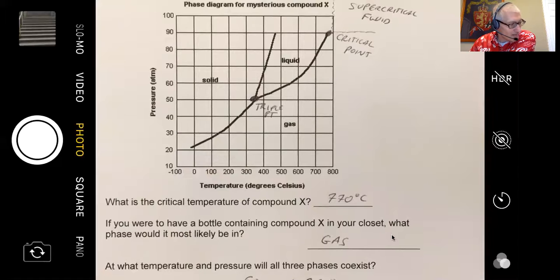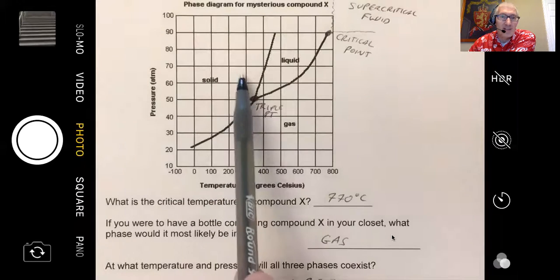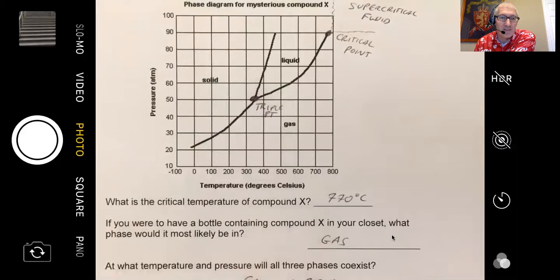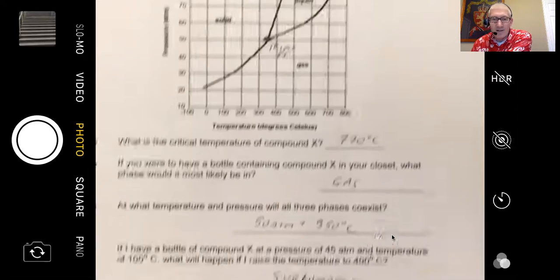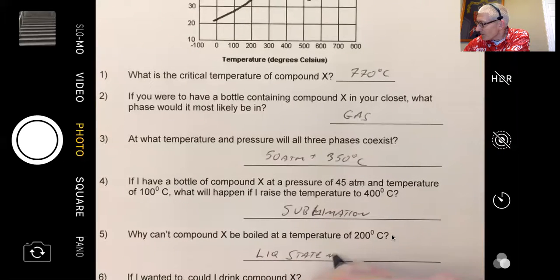Why can't compound X be boiled at 200 degrees Celsius? So at 200 degrees Celsius, let's see where we are. Boiling is the process of going from a liquid to a gas. Well, there's no way at 200 degrees Celsius I can ever go from a liquid to a gas because I'm never a liquid at 200 degrees Celsius. So reason here, why can't it be boiled? All right, liquid state, not possible at 200 degrees Celsius.